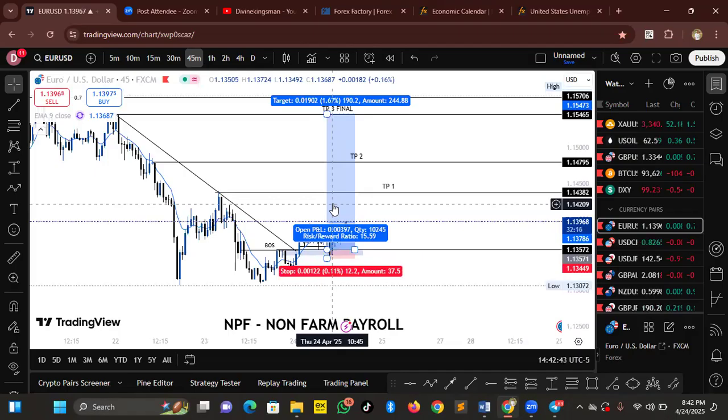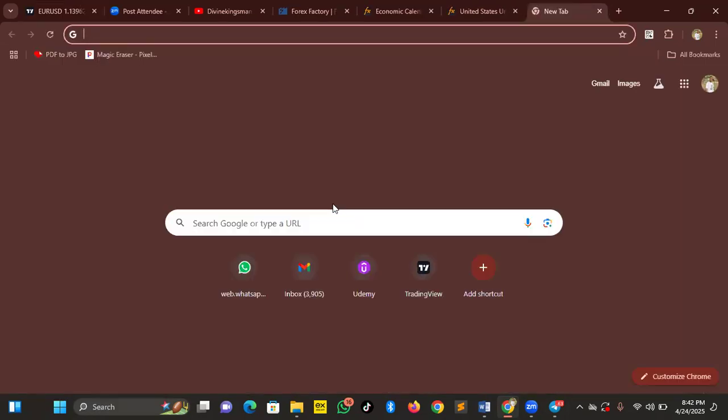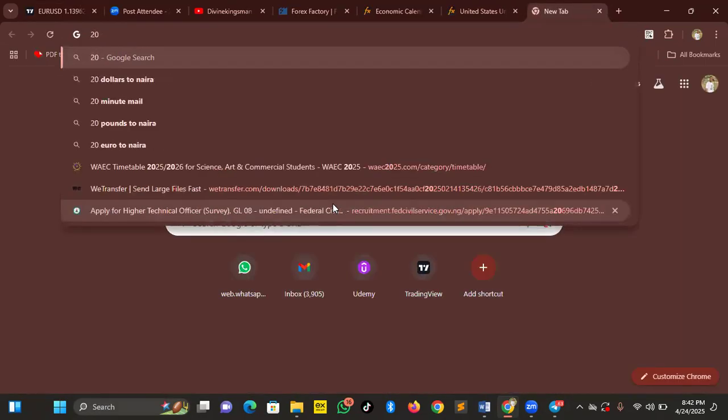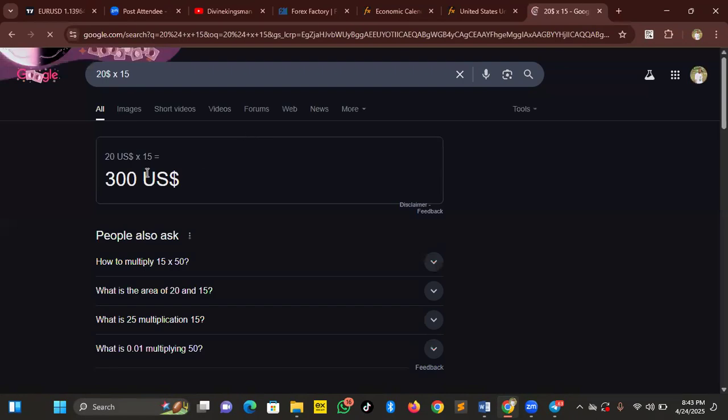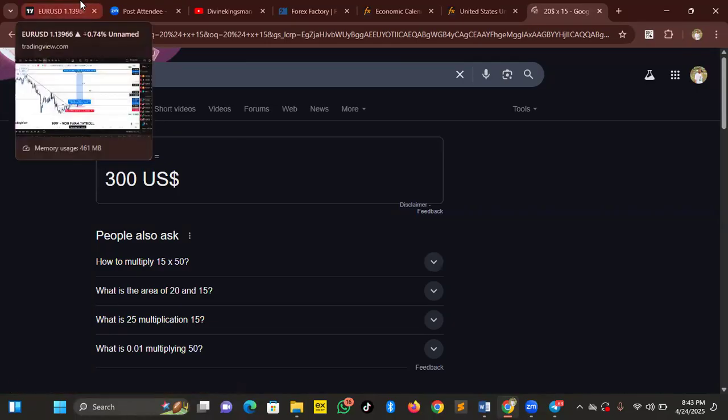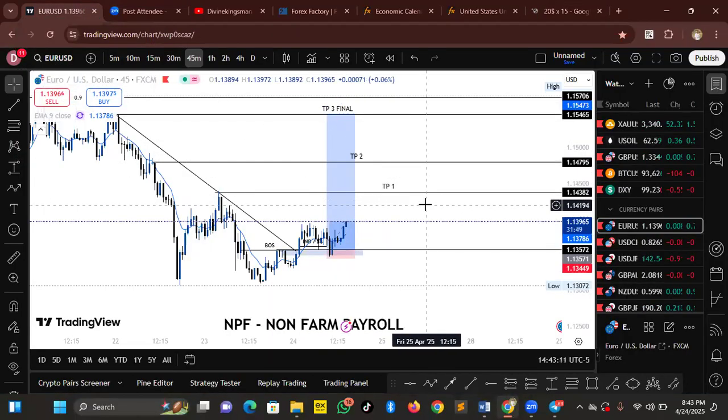Now I reach that last $20, targeting to make 15 times the $20. Let me do a quick calculation on Google. $20 times 15, so what I'm expecting to make is $300. You can see how risk reward ratio can be very, very good. I have a $100 account, I lose 4 trades, I only have one life remaining. That's the last $20 I want to risk on the next trade.